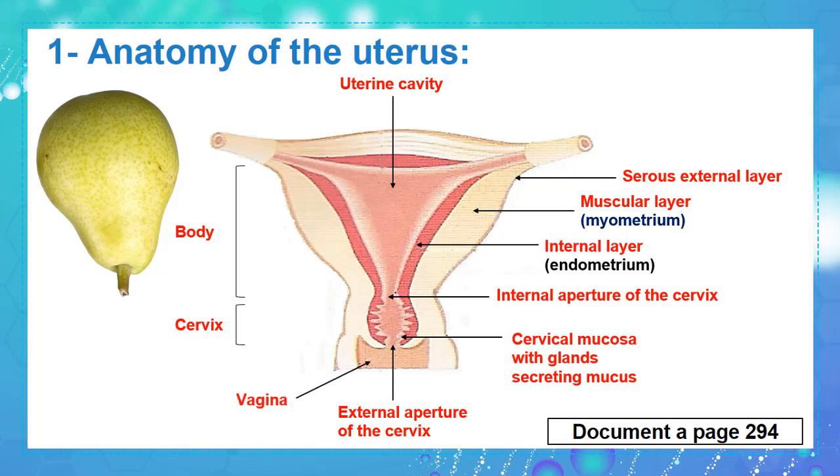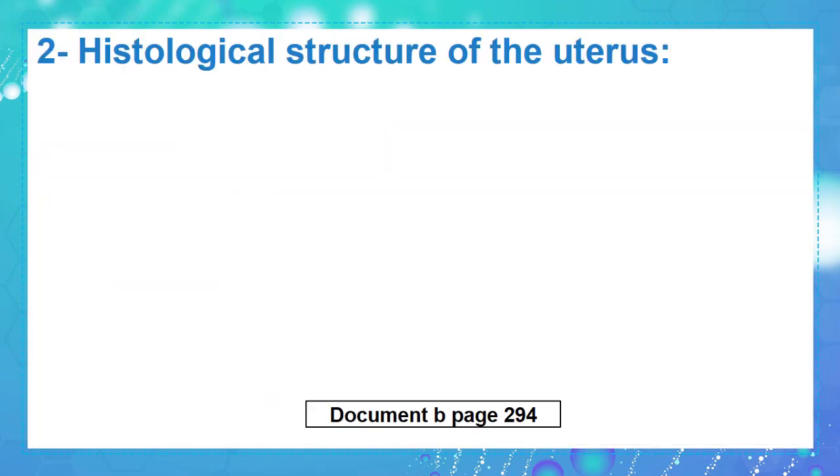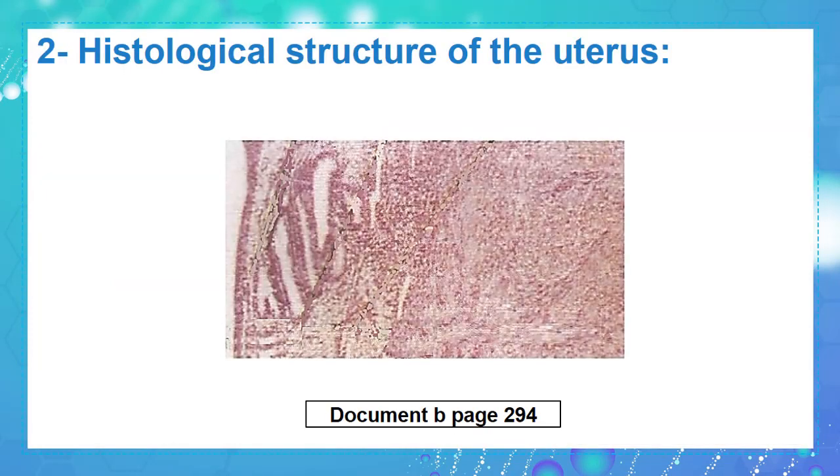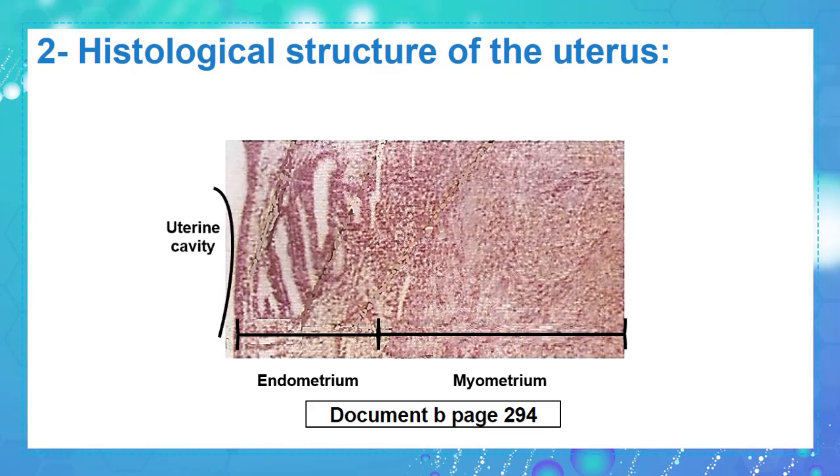On the next slide, we will focus on the histological structure of the uterus to understand the phenomena of bleeding at the level of the endometrium. Document B of your books gives a closer look at the uterine wall. In this document, you can see that the endometrium, which is the innermost layer of the uterine wall, is in turn made up of two layers.